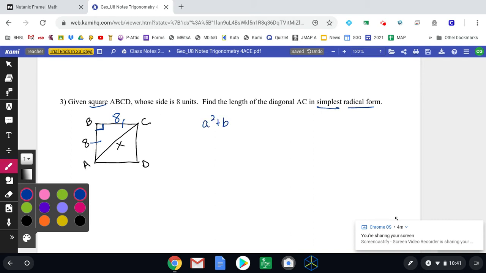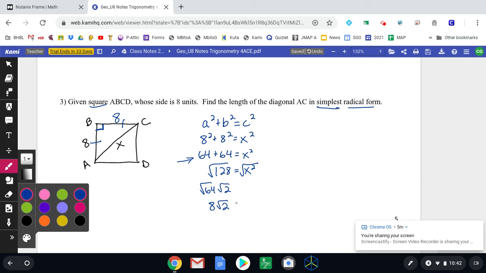So a squared plus b squared equals c squared. 8 squared plus 8 squared equals my x squared. So 64 plus 64 is 128. Now, when I take the square root of this, I notice right here I've got 64 times 2. So this is radical 64 times radical 2. So 8 radical 2 is equal to my length AC.